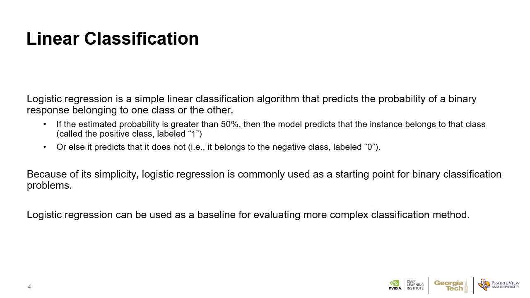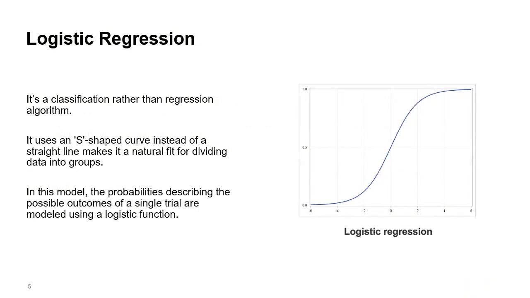Logistic regression is a simple linear classification algorithm that predicts the probability of a binary response belonging to one class or the other. It employs the logistic function to implement classification. If the output of the logistic function is greater than 50%, then the model predicts that the instance belongs to the positive class, otherwise the negative class. It is a good baseline for binary classification. One point emphasized is that it is a classification algorithm rather than a regression algorithm.